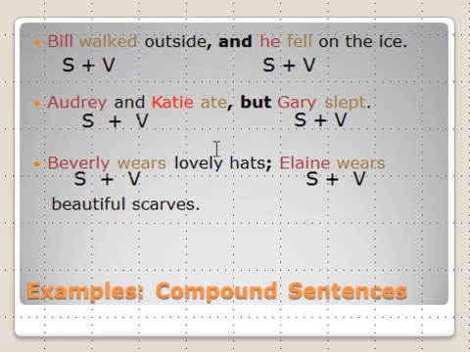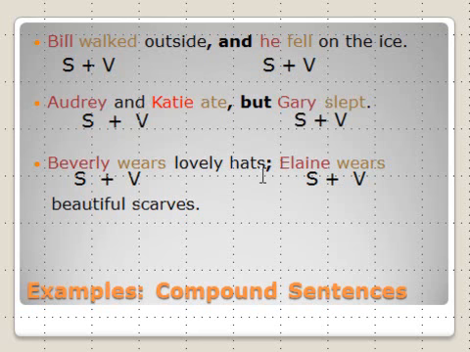Here's another example of a compound sentence. Audrey and Katie ate, but Gary slept. We have two sets of subjects and verbs. In the first set, though, we have two subjects. That's all right. That still makes it one set: Audrey and Katie, and the one verb, ate. Over here, another set. Gary slept.